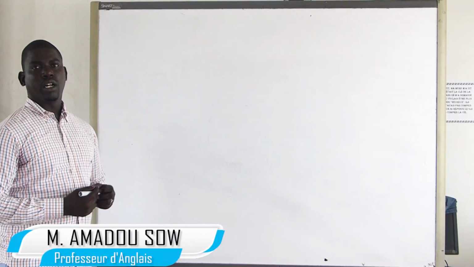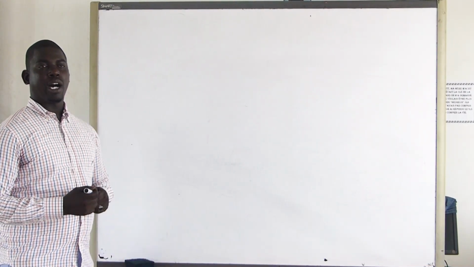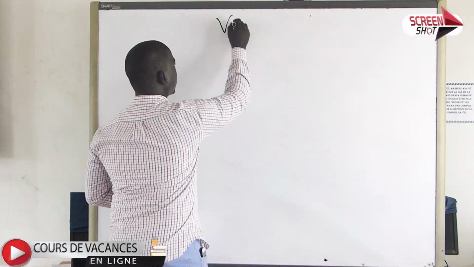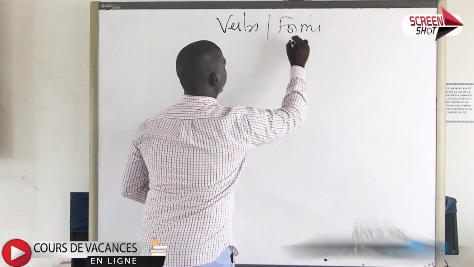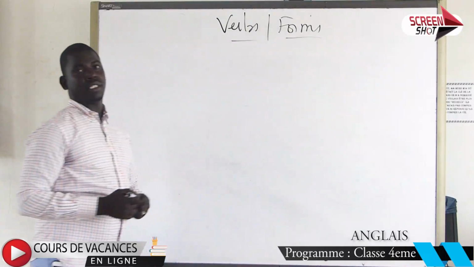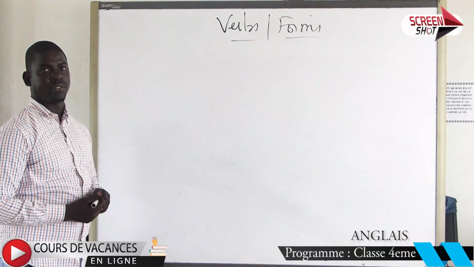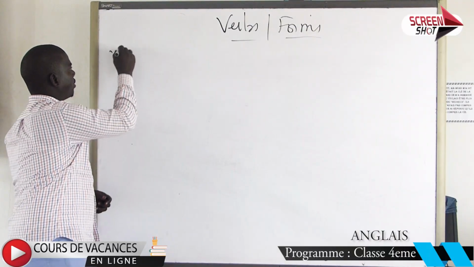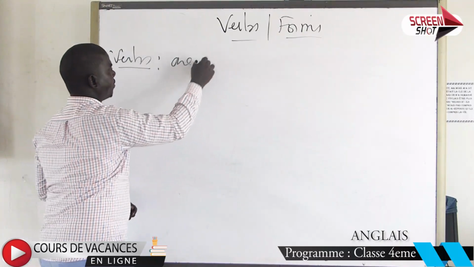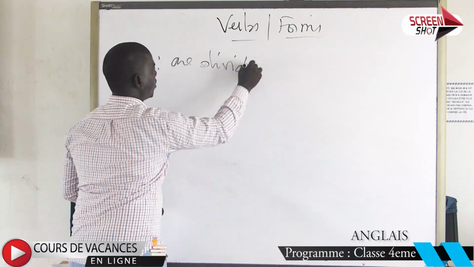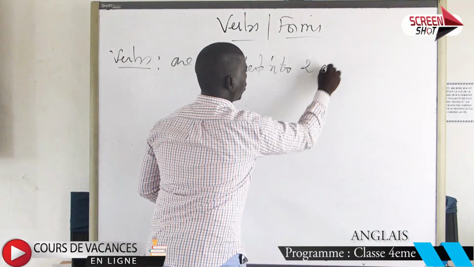So. Okay, today we are going to see a grammar lesson about verbs and forms. You know why we insist here on these two grammar points? Because they are so important. The verbs, they are divided into two groups.